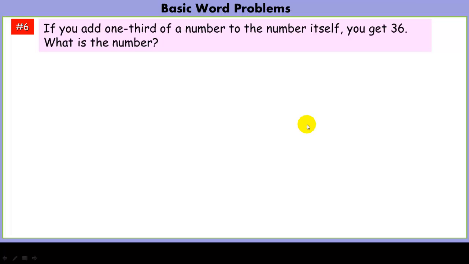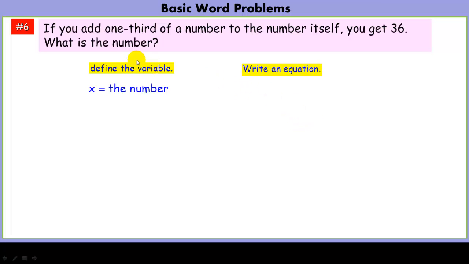And the last one is pretty easy. If you add 1/3 of a number to the number itself, you get 36. What's the number? So I define my variables. x is the number. Write an equation. It says if you add 1/3 of a number to the number itself, adding, here we'll put a little addition sign, 1/3 of a number to the number, you get 36.